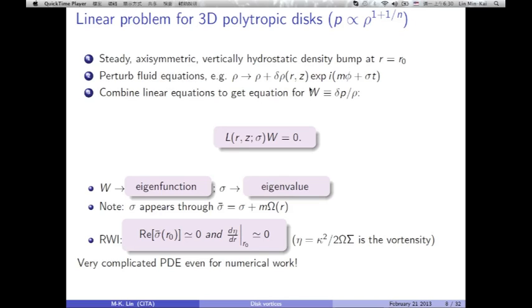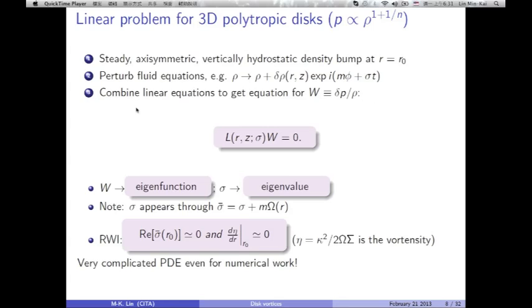I'm going to assume perturbations that have this functional form. So it's going to be a function of cylindrical radius and height, a function to be determined, and multiplied by an exponential factor which takes care of the azimuthal dependence and the time dependence here.